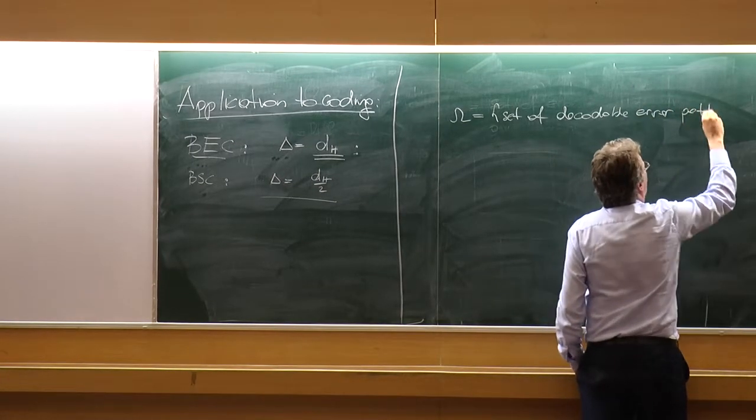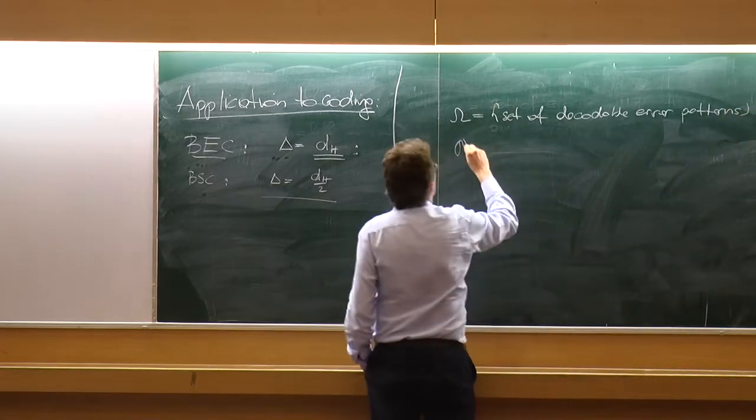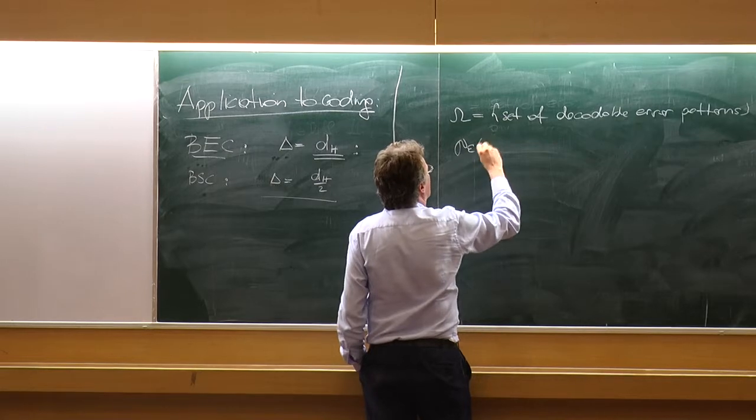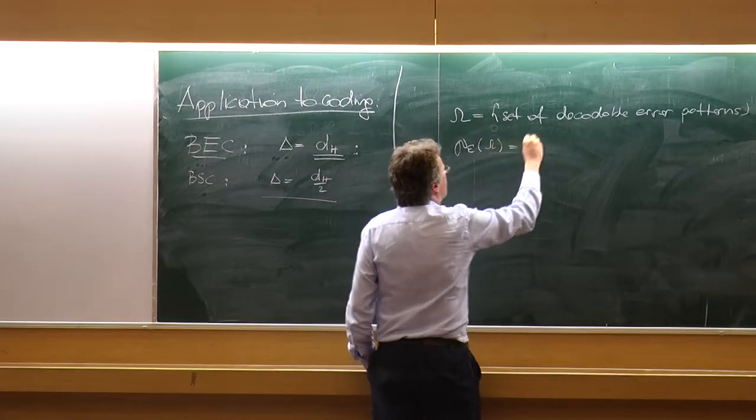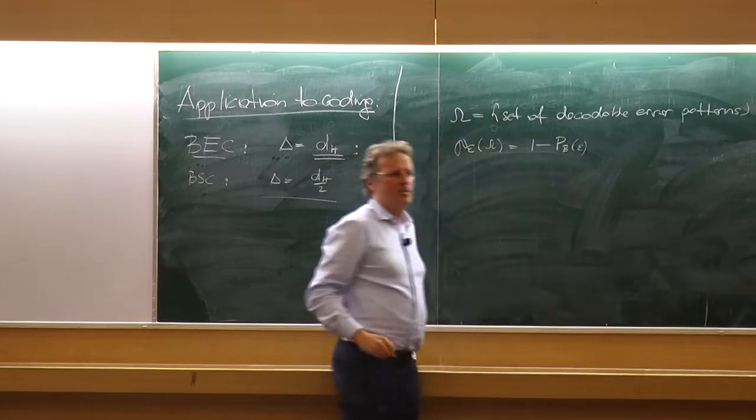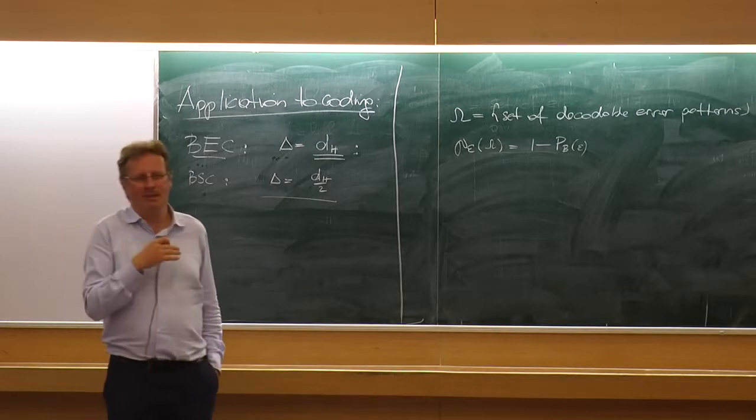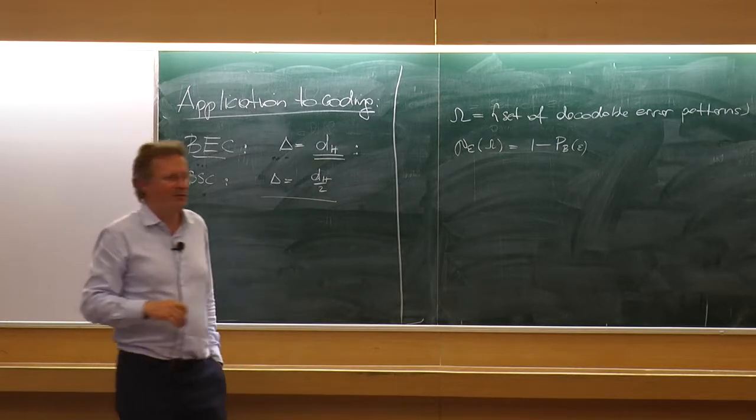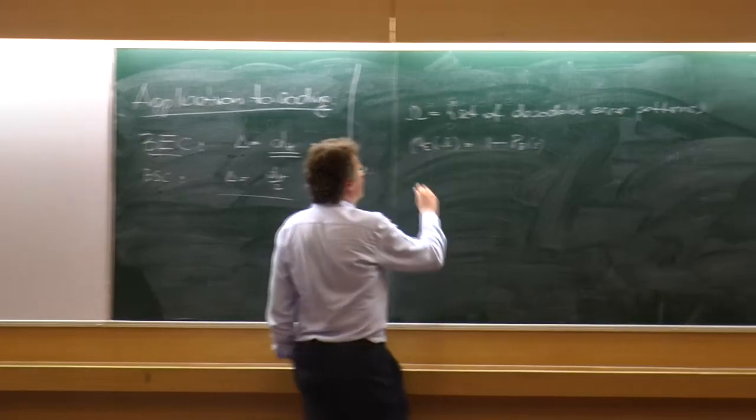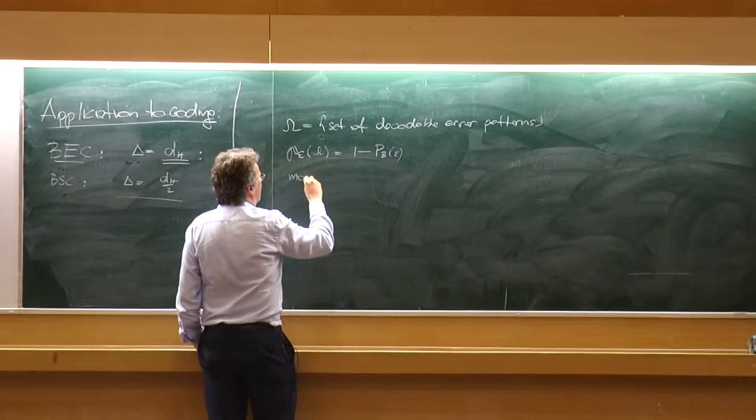Before we had the ones where I make errors, but this now means the mu of omega is now 1 minus the block error probability, okay? But it doesn't matter, it's just 1 minus. It doesn't matter if I have a sharp threshold. And now it's easy to see that this set is monotonically decreasing.